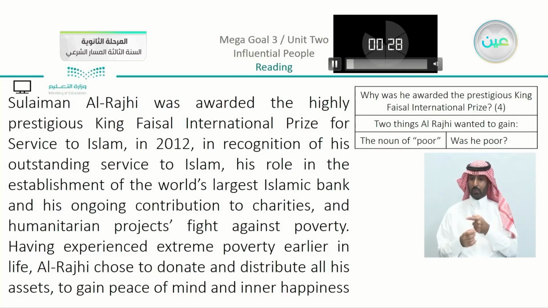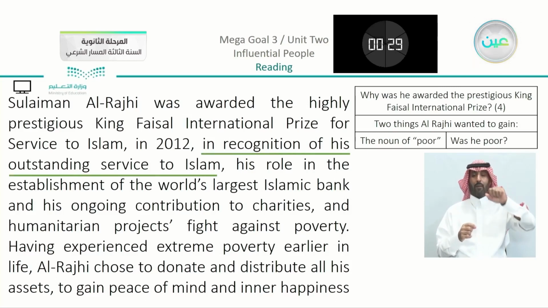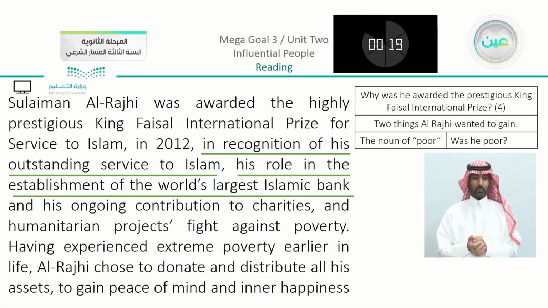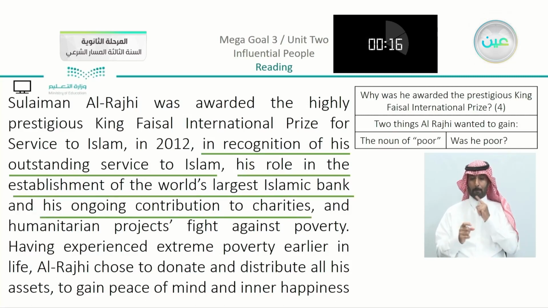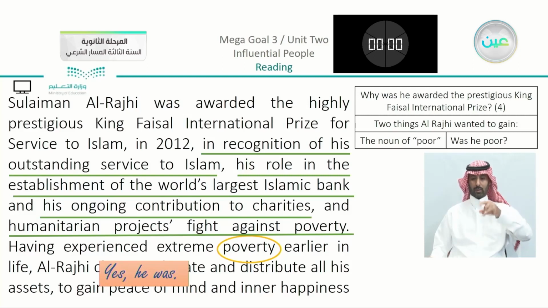We have here, he was awarded the prestigious King Faisal Prize, which you can find in the second line. So why was he awarded this prize? In recognition of his outstanding service to Islam. This is the first. The second, his role in the establishment of the world's largest Islamic bank, his ongoing contribution to charities, and his humanitarian projects fight against poverty. Now, 2 things that Rajhi wanted to gain. The noun of poor is poverty, as we mentioned. And was he poor? Actually, yes, he was. Moving on.